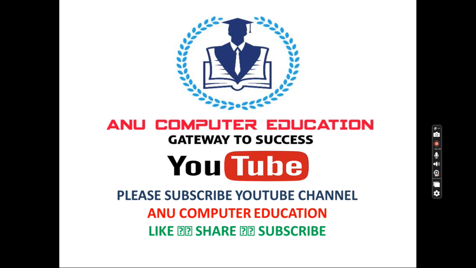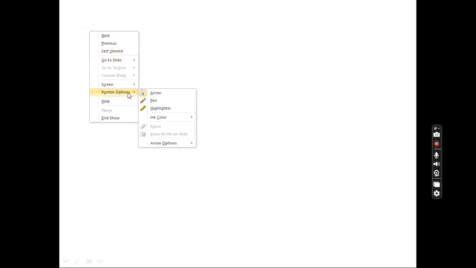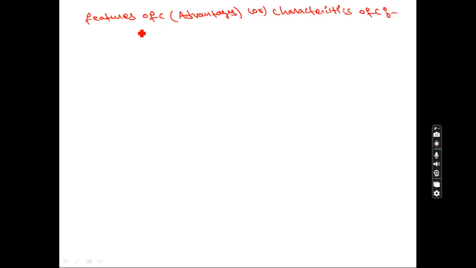So today's concept will be character set or characteristics. What is the meaning of characteristics? Characteristics are nothing but features. Please don't get confused. If you get a question like this, features of C, you also have to write the same answer. Otherwise you can write advantages, or you may get characteristics of C. All these three questions are the same. Please don't get confused. Today I am going to explain what the characteristics are.